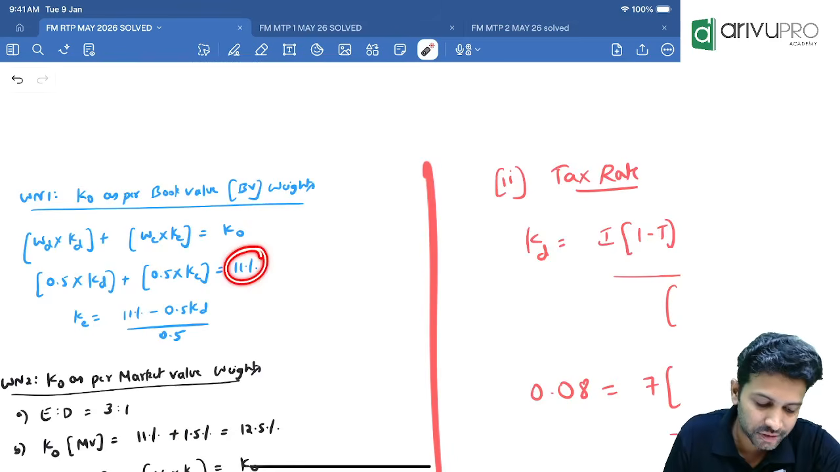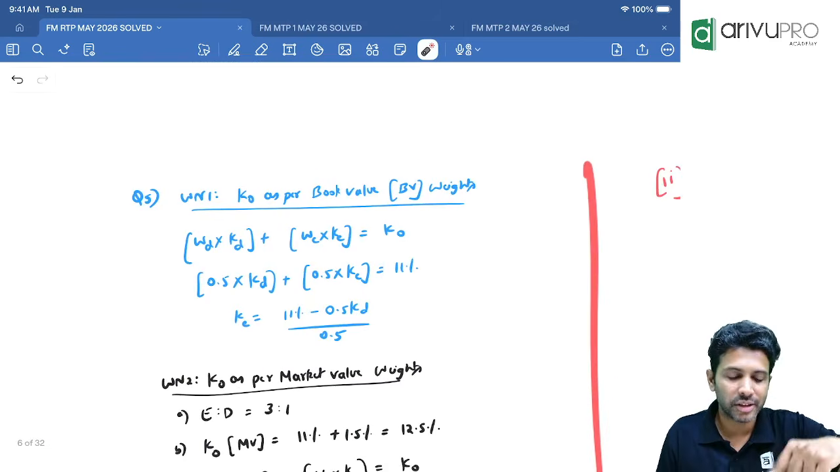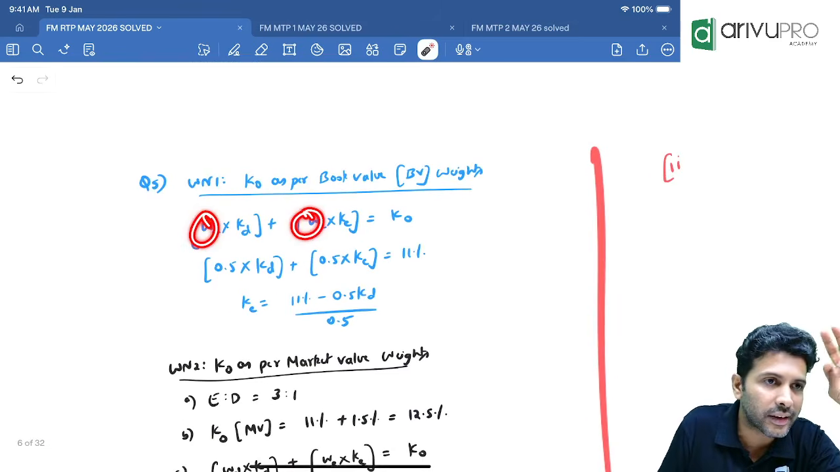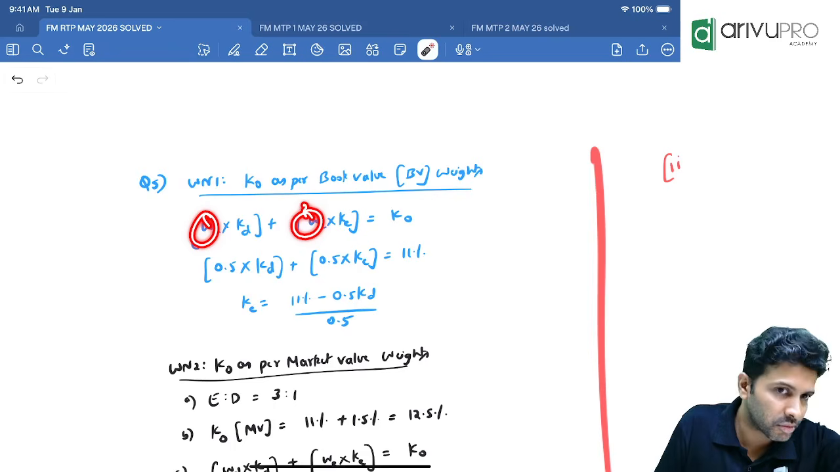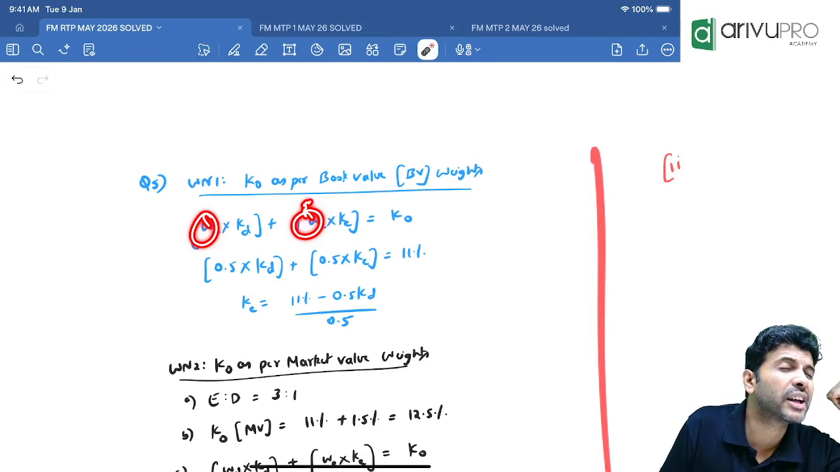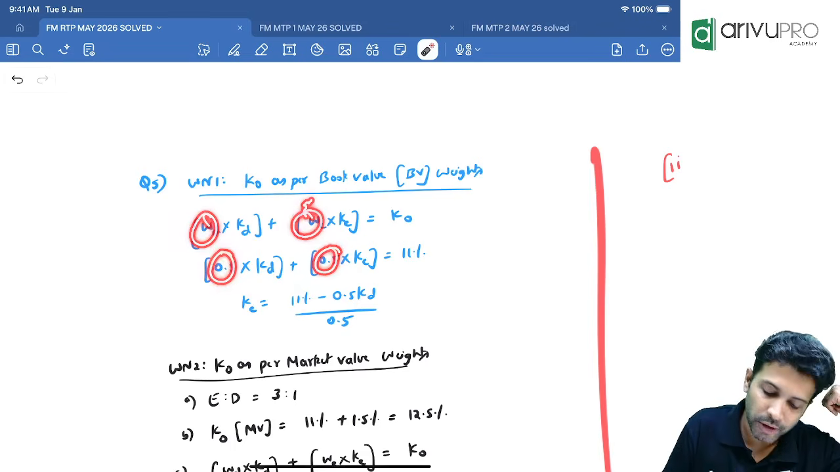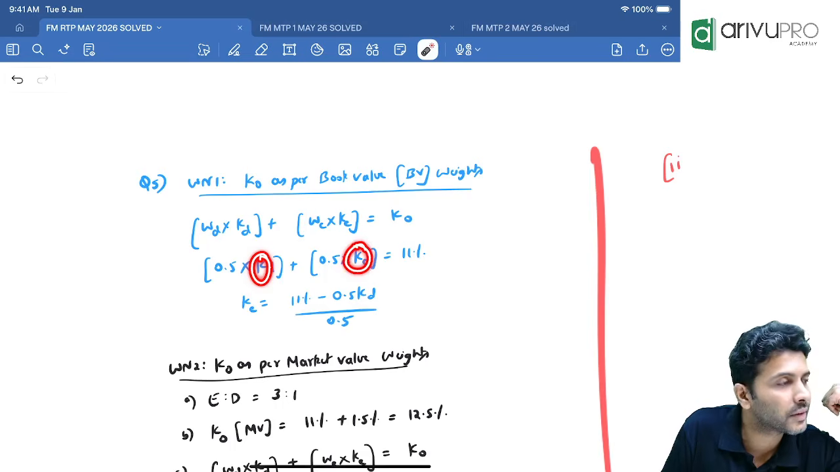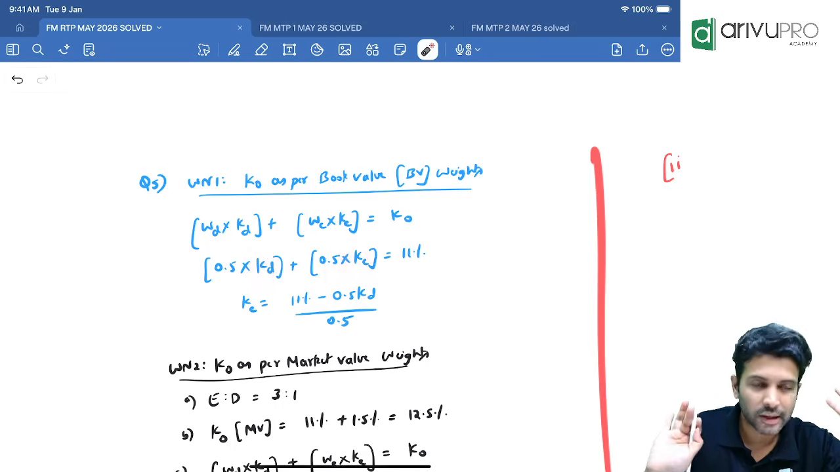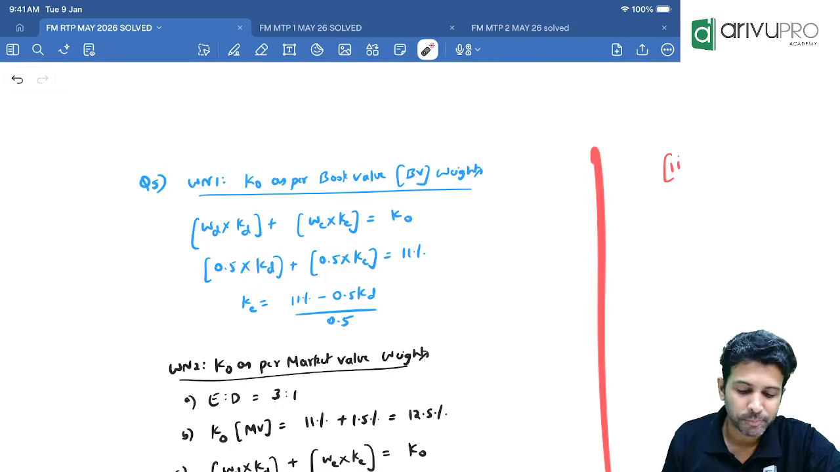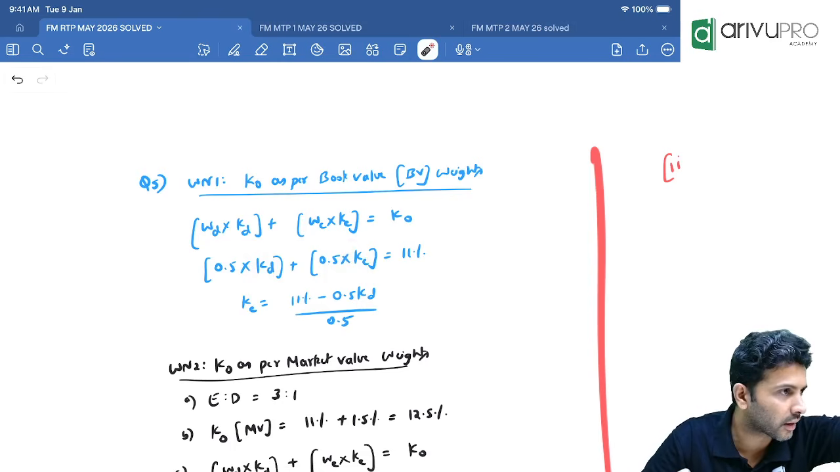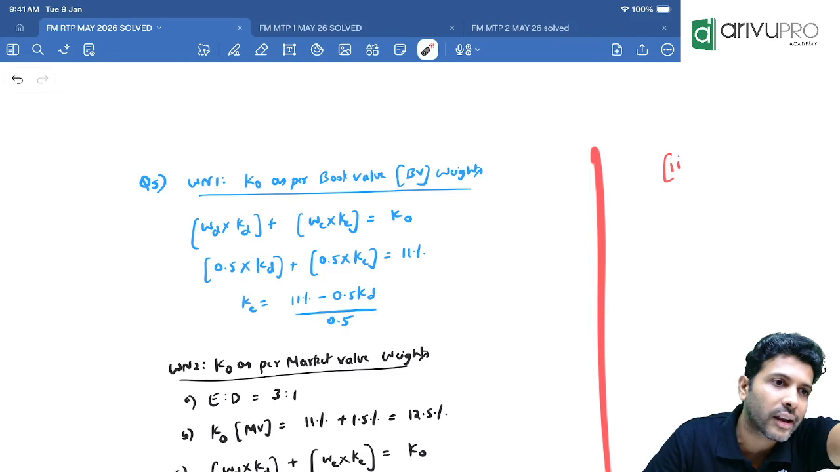KO is 11%. Sir, in book value terms, is the weightage of equity and debt different or same? Same. Just now they told. What is the weightage of debt then? 0.5. What is the weightage of equity? 0.5. Do we know KD or cost of equity? We don't know, so that is as it is. Now substitute. Either you try to calculate KD or you try to calculate KE.